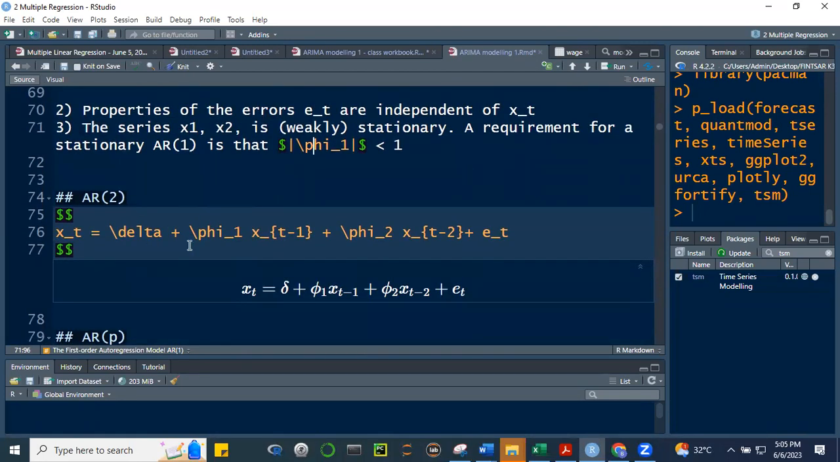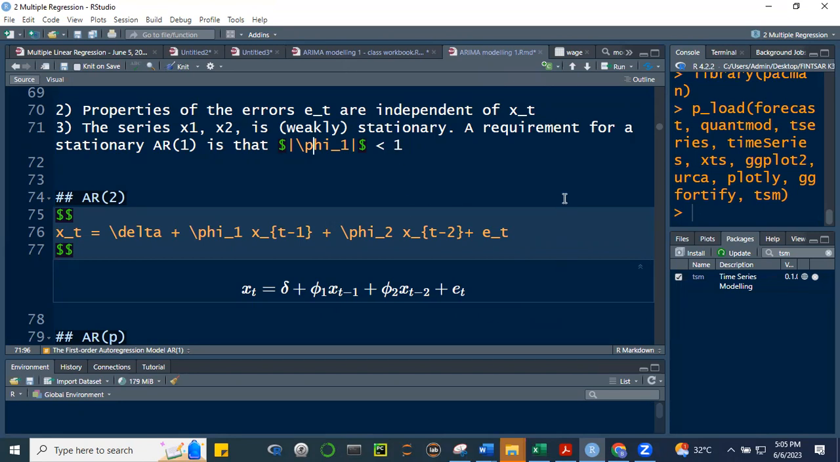Sige, pakisulat yung class. Ano yung AR2? I'll give you a few seconds. Sulat yung AR2. What's the AR2 process now? Autoregressive 2, which means naka-lag 2 siya. Ipaki-chat class kung finish na.